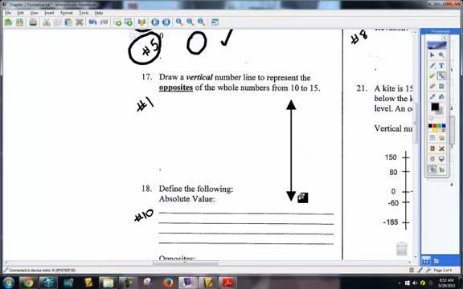So if you had a horizontal, it's already wrong. Okay, that's the first part to this. Now, we've got to read this really closely here. It wants to know the opposites of the whole numbers from 10 to 15. So I'm going to show you this way.